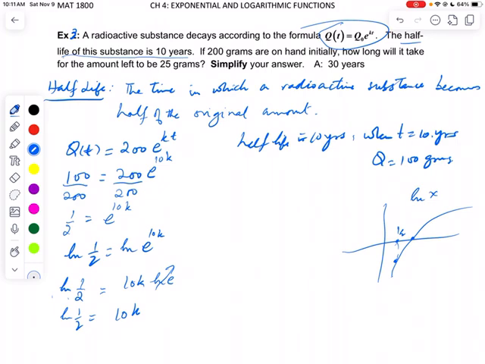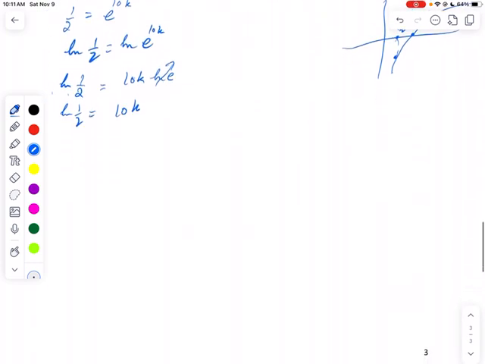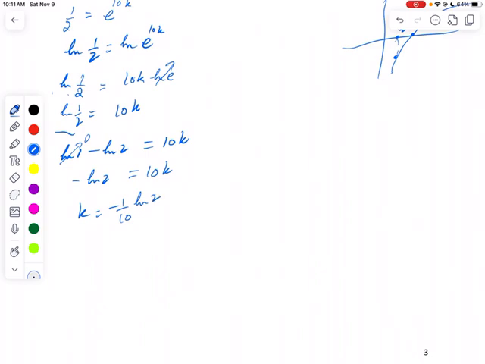But this side will give me a negative number. If you plug it in your calculator, you can see that, or you can look at it in another way. The left hand side can be written as ln of 1 minus ln of 2. But ln of 1 is 0, so this quantity is 0. So I am left with negative ln of 2 is equal to 10k, or k is equal to negative 1 over 10 times ln of 2. So ln of 2 will be a positive number, but k is a negative number.